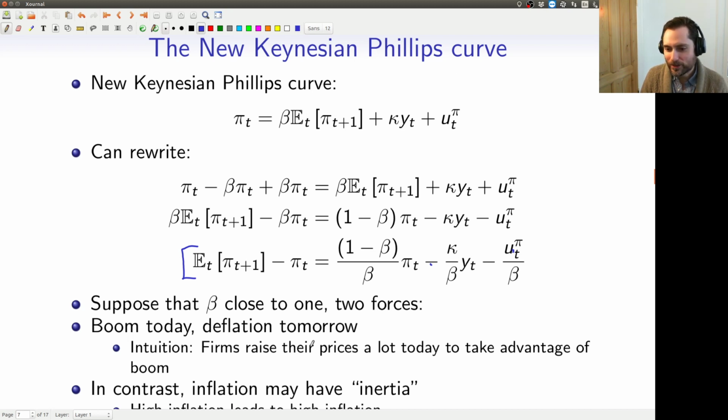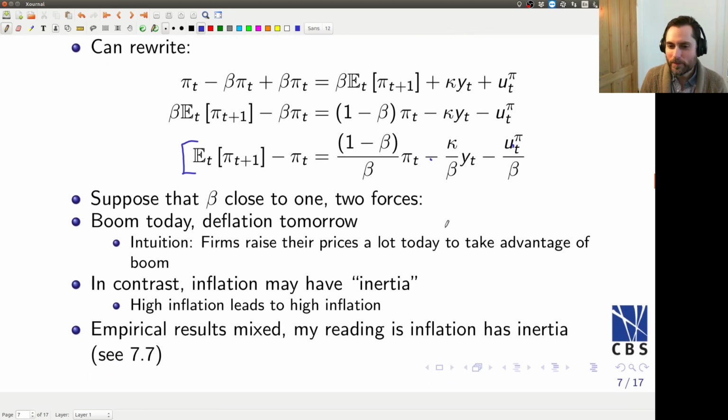So firms raise their prices a lot today to take advantage of the boom. There's kind of a missing step there. Since prices are really high today, that means that tomorrow, these firms can't change their prices, right? They set their prices high today. Tomorrow, they can't change their prices. So it means that the price level is going to be relatively high, which means that we don't expect inflation to be as high tomorrow. It's a bit hand-wavy, but I think that's the intuition here. Okay, so there's that force going on. We might call that a price level effect or something like that.